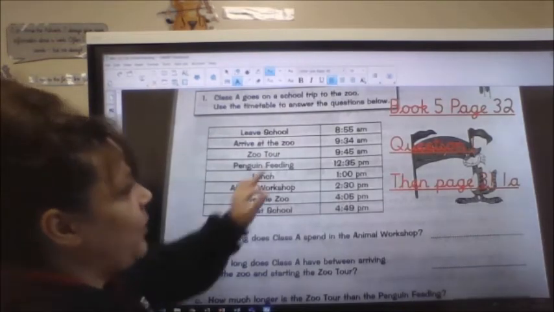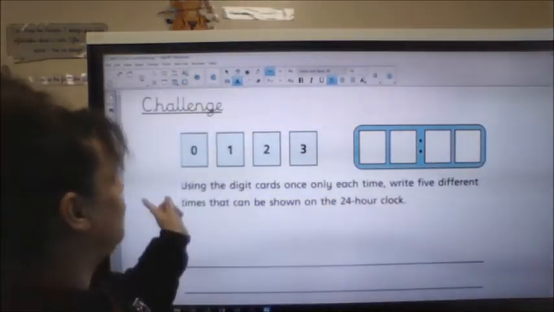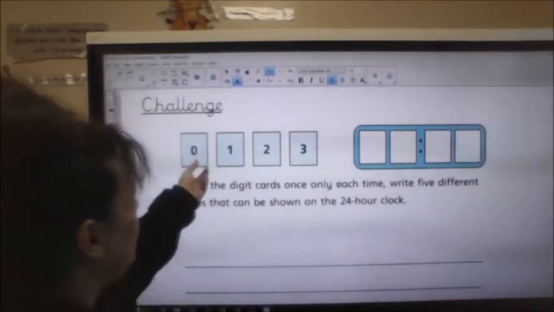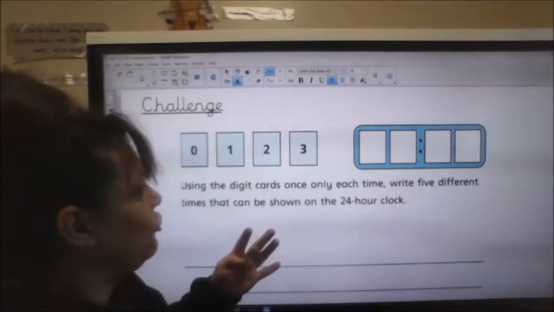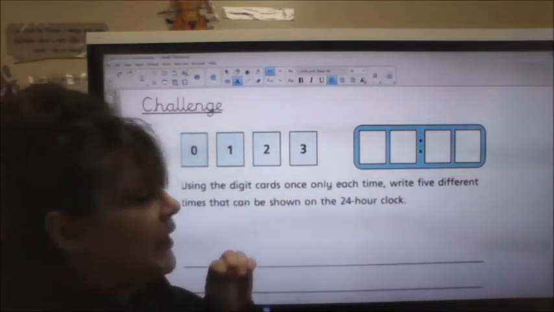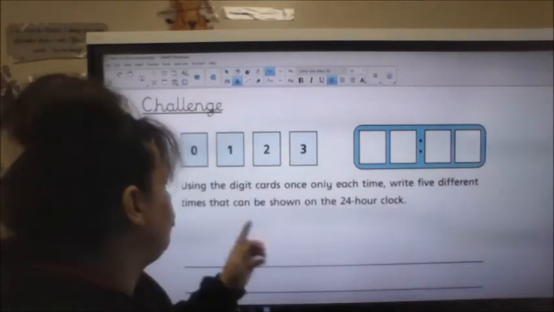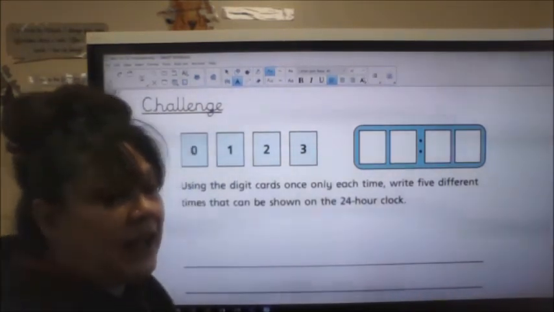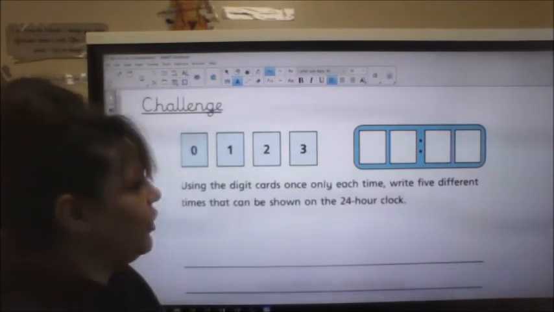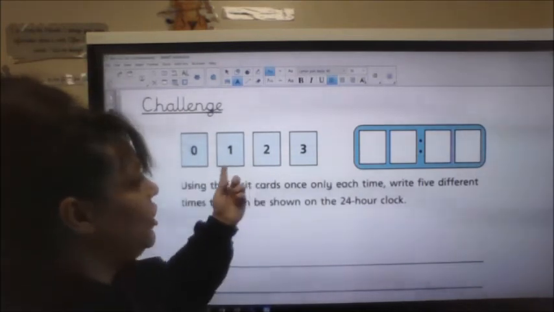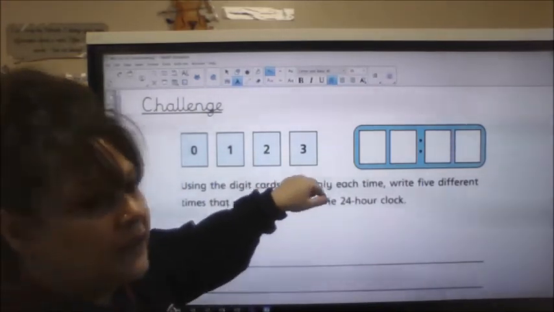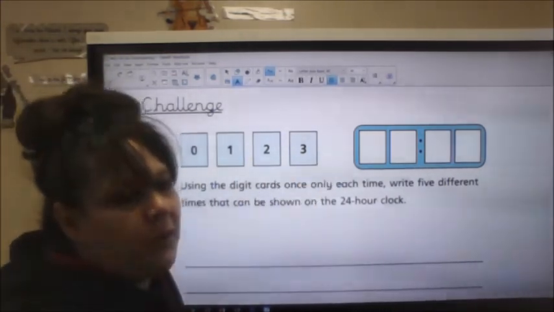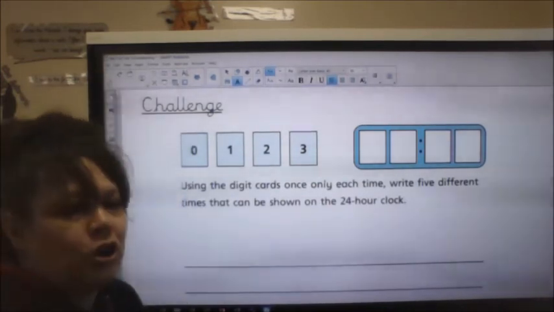So after you've done both of those activities, you've got a little challenge, and this is looking forward to tomorrow's work, a little sneak preview of tomorrow. You have got 4-digit cards, and you have got to use all 4 each time to make 5 different 24-hour clock times. Now, I know you've all seen 24-hour clock times, and you will have calculated them in the past. So 4 digits, and you can only use them once in an answer. So you can't say, oh, I'm going to do 0011. You can't do that. You've got to use each of the digits once. See if you can make 5 different 24-hour clock times.